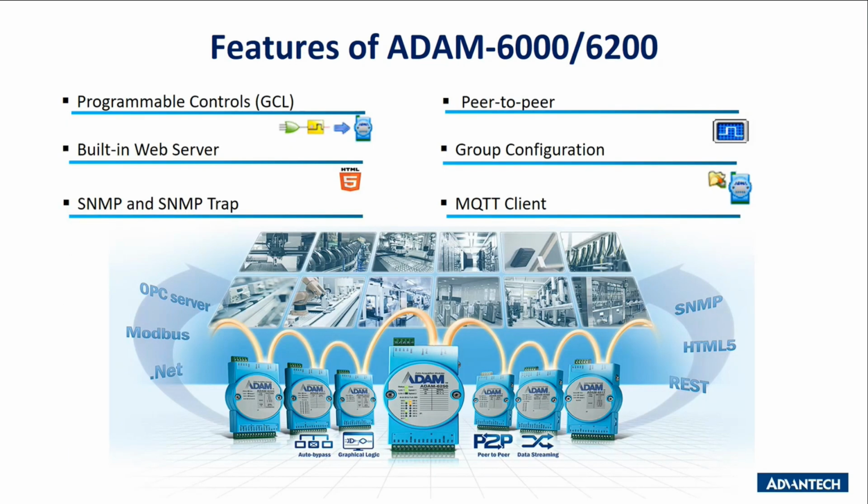So the previous slide was about physical I/O signals and their functions. Now we will elaborate more on the communication protocol portion. Adam 6000 has a lot of IoT features where it supports different kinds of protocols, such as Modbus, SNMP, and MQTT. Not just having IoT features, you can also do some simple logic control, such as GCL, peer-to-peer, etc. I'll share more details in the next slide.